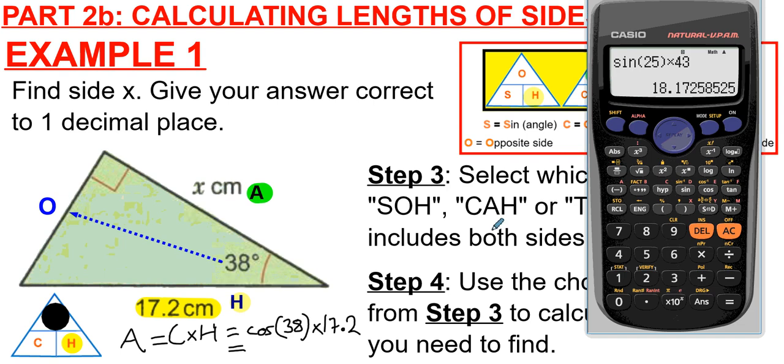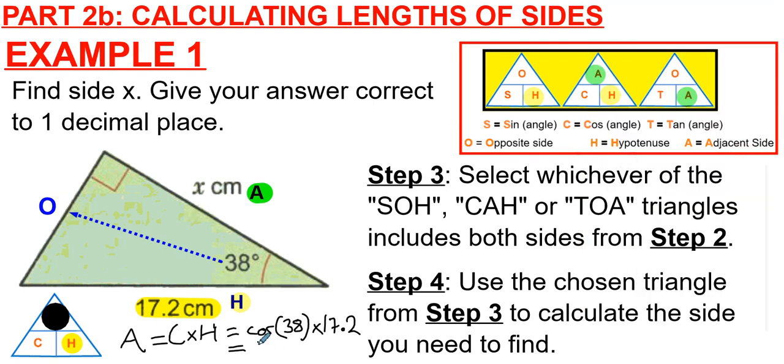So we're just going to type it into our calculator, exactly as it appears. Cos 38, close off a bracket, multiplied by 17.2. To one decimal place, we'd get 13.6. So we get 13.6 centimetres. And that's done.